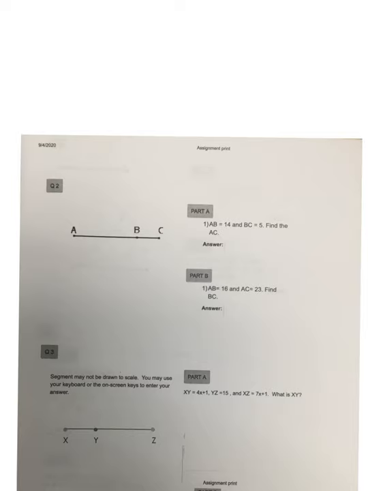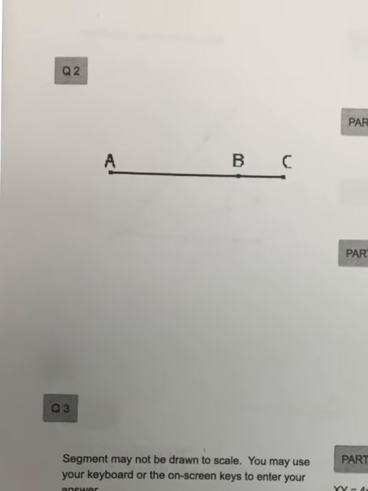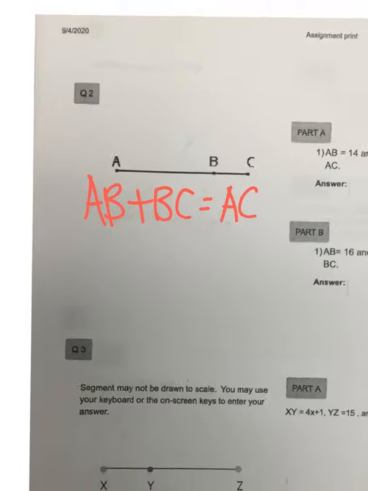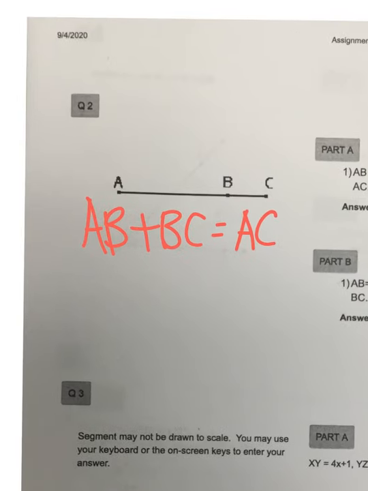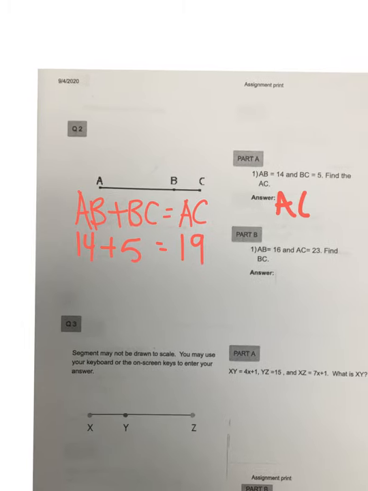It asks us to find AC if we already know AB and BC. First I'm going to write my segment addition postulate equation like we always do. So we have AB plus BC equals AC. We know that AB is 14 and BC is 5, so I can just plug that in. And that means that AC must be 19. So my answer here, AC equals 19.